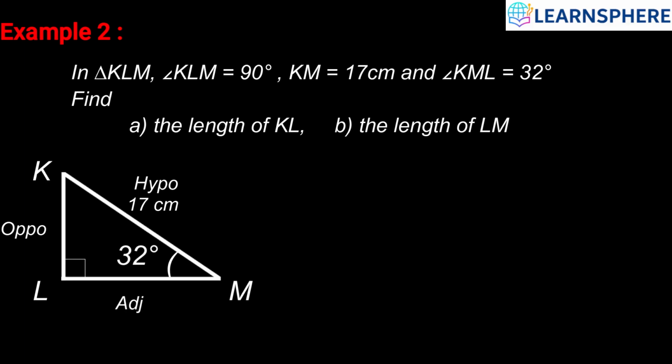For part B, we are asked to find the length of LM, which is our adjacent side. As we are interested in the adjacent side, and we also have 17 to be the hypotenuse, we have to find the acronym that contains both the adjacent side and the hypotenuse.